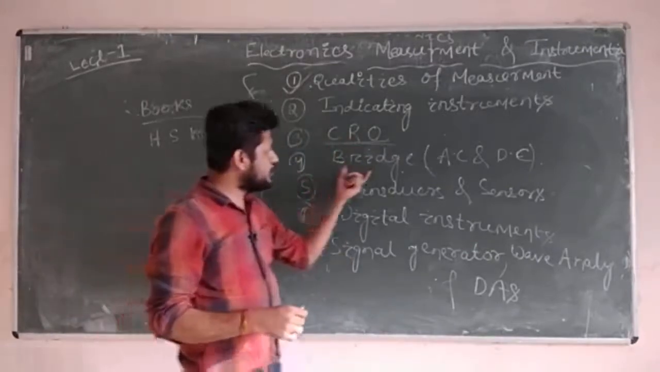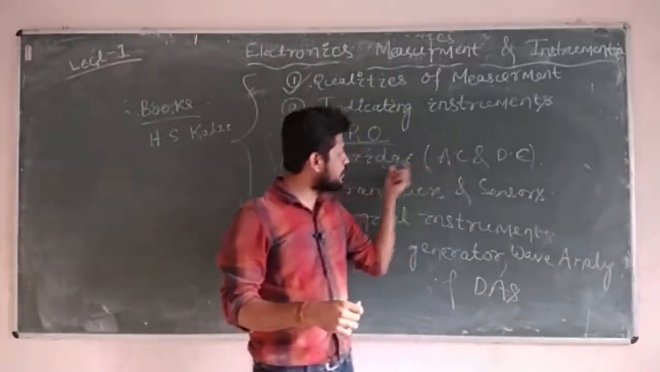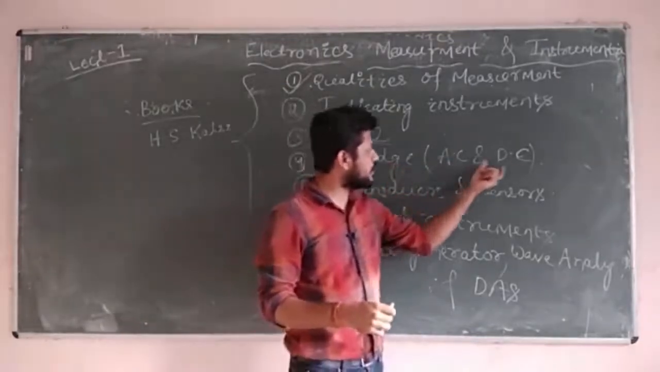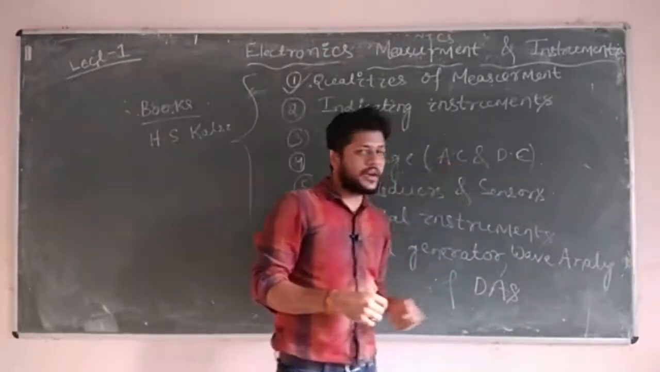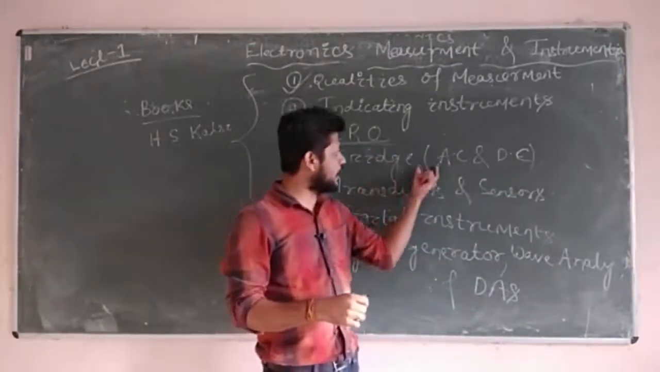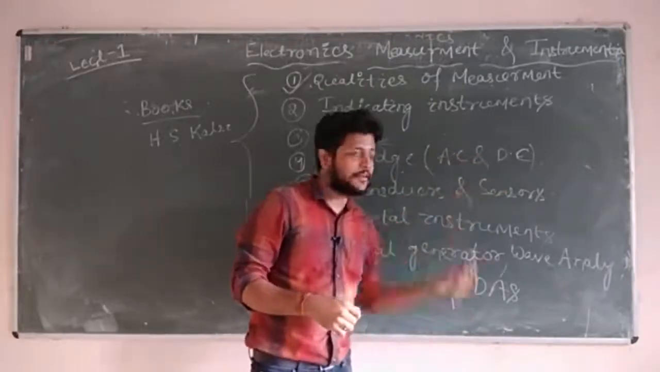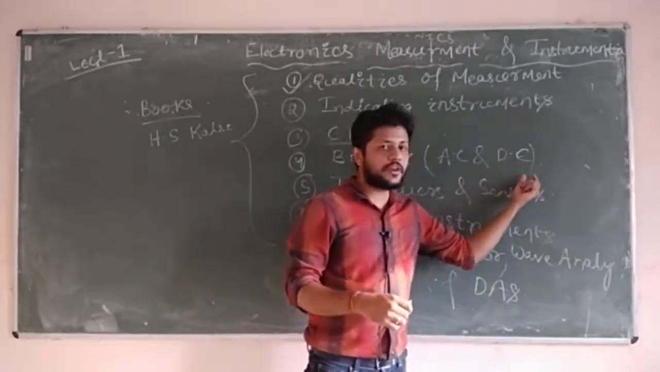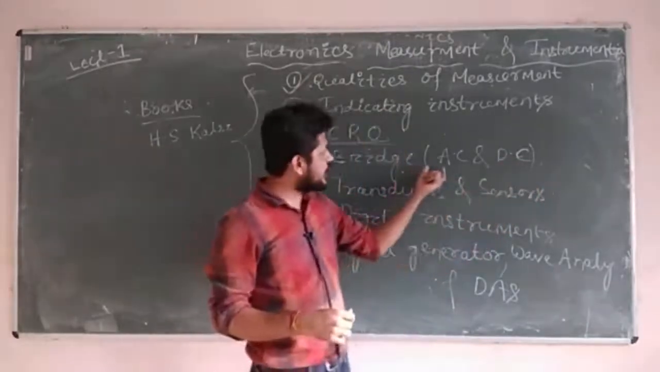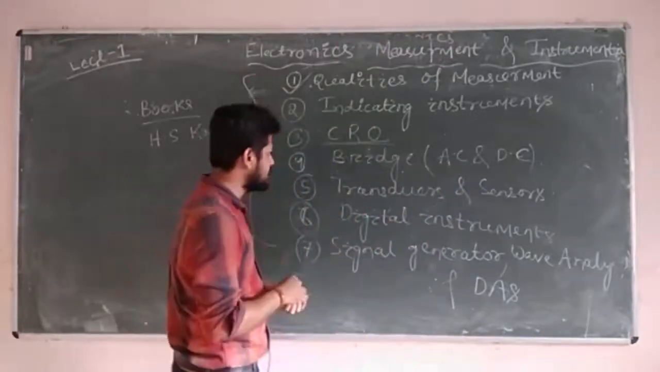Then we will have bridge. In bridge, obviously, two types of bridge we are going to study about, that is your AC bridge and DC bridge. That is your direct current bridge and alternating current bridge. This bridge we classify into AC and DC depending on the source we apply. For example, in DC bridges we will use it for measurement of your resistance. In AC bridges we are going to use it for measurement of your inductance and capacitance.